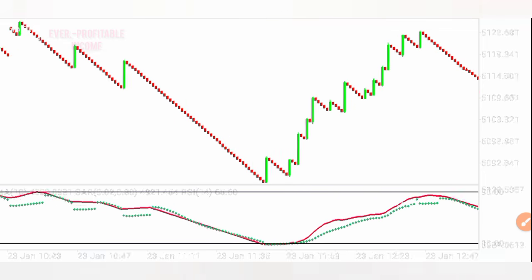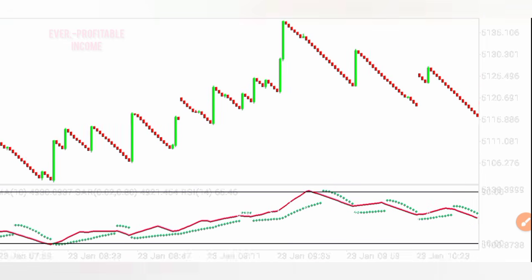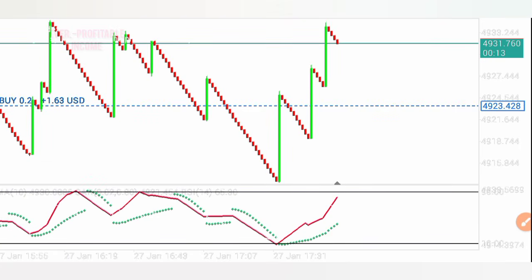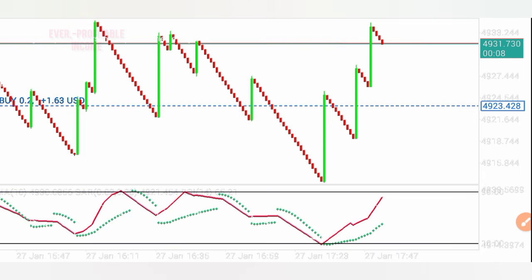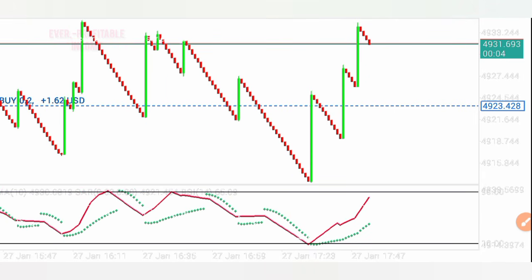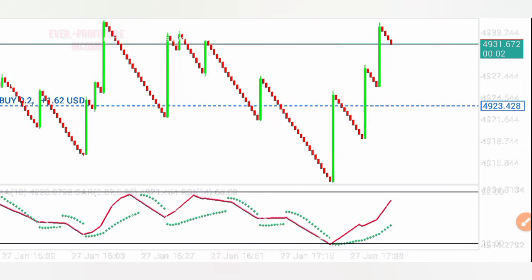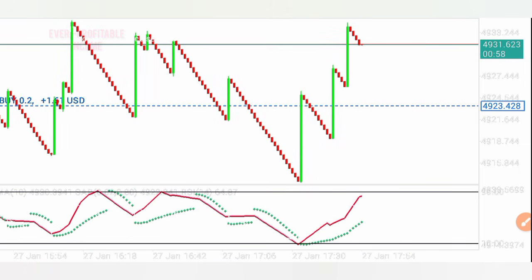Okay, so now you can see the accuracy. Very accurate, both for scalping and spike catching. Now this is the trade I took with this strategy, and as you can see, we are currently in profit.